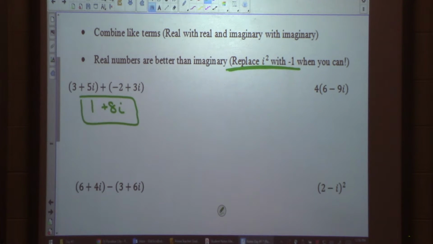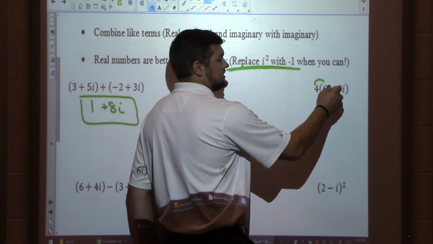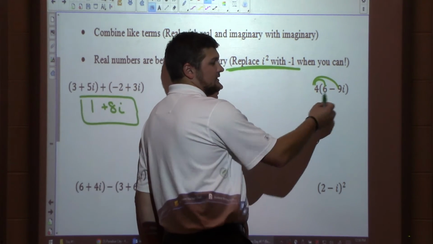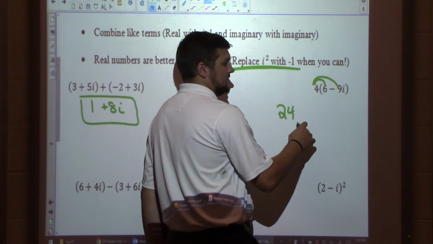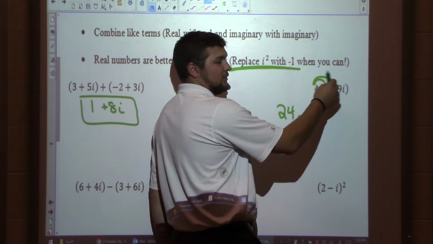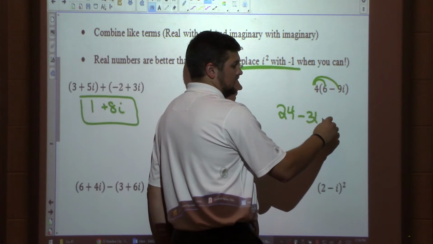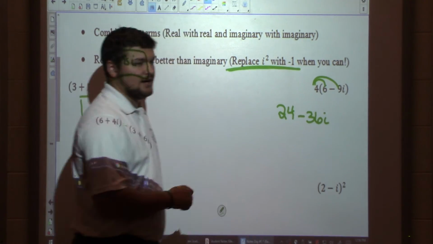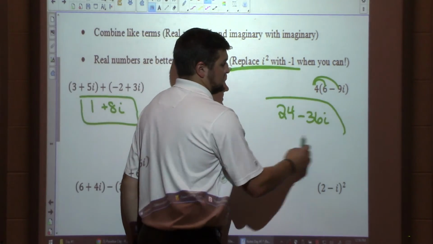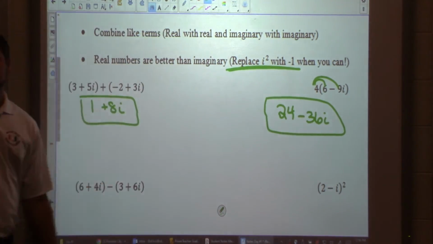The second one, 4 times 6 minus 9i. What should I do with that 4? Distribute. Distribute to the 6, to the negative 9i. 4 times 6 is 24. Minus 4 times 9 is minus 36i. Can't do anything else to it. That's my final answer.